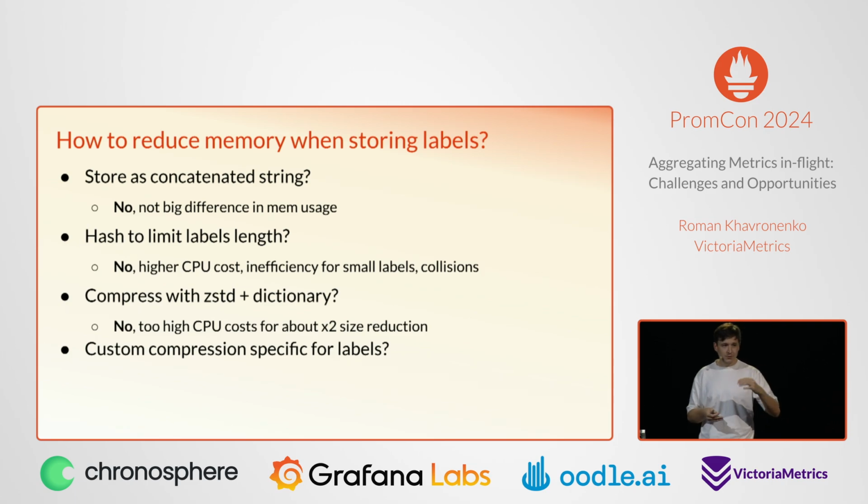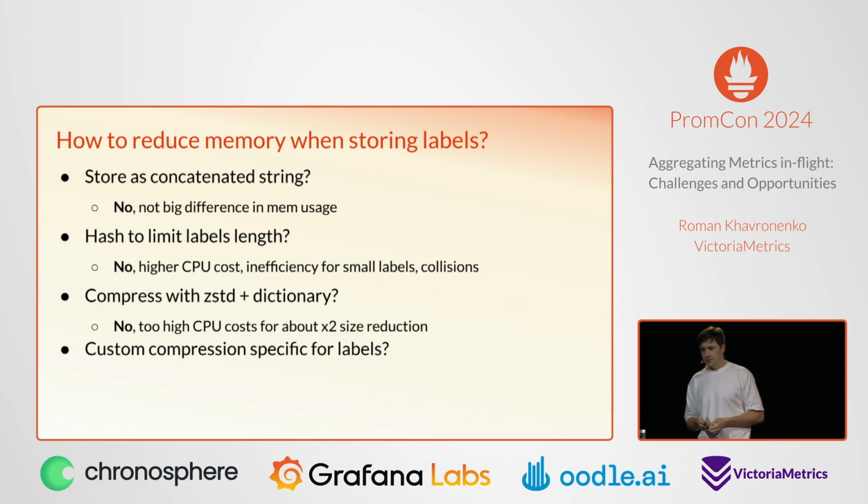And it also can result in collisions because no hash is collision-free. We also tried to compress this in memory using zstd, and it wasn't efficient, so I tried to train a custom dictionary based on Kubernetes metrics, node exporter metrics and cAdvisor metrics. It improved compression, but still the CPU cost of compressing everything and decompressing everything was too high, so it wasn't worth it.